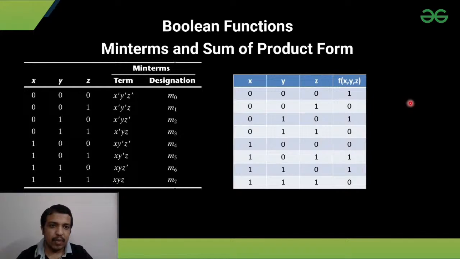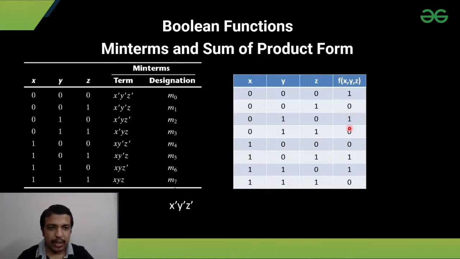Now let us consider an example for the sum of product form. I have taken a function of xyz. This is an arbitrary function of xyz, and let us see what is the sum of product form for this. Here we have 1 in this position. This is the position for m0. So we write x complement, y complement, z complement.